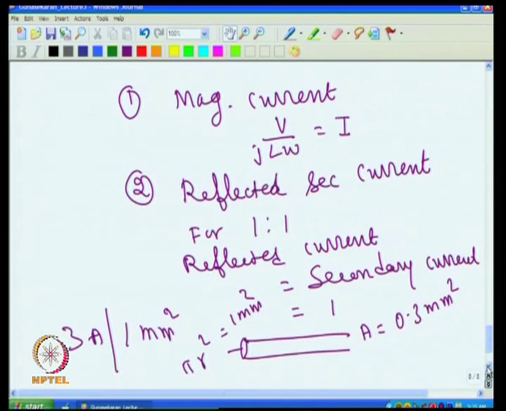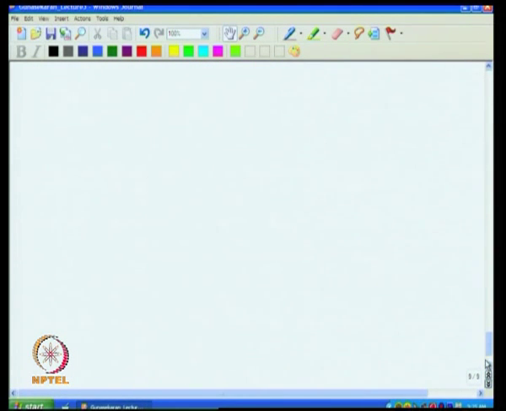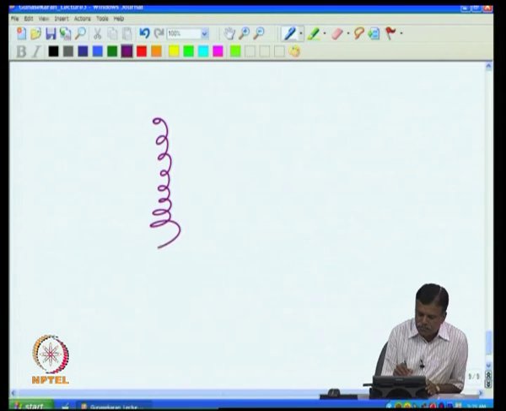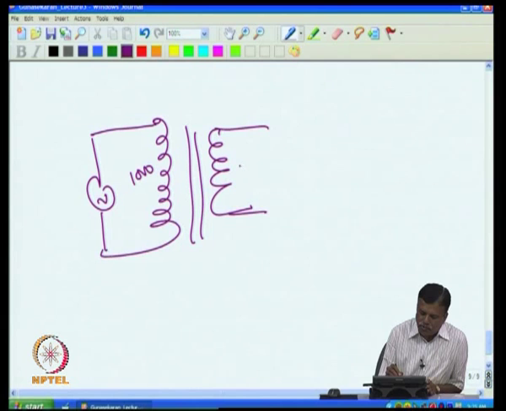So, in summary, if I am designing a transformer, I will select the primary number of turns n, and then I will select the secondary number of turns. Of course, once the primary is selected, the secondary is automatically decided, because if this is 1:1, for example, if I end up with 1000 turns here and I want 1:1, then I put 1000 turns here also.